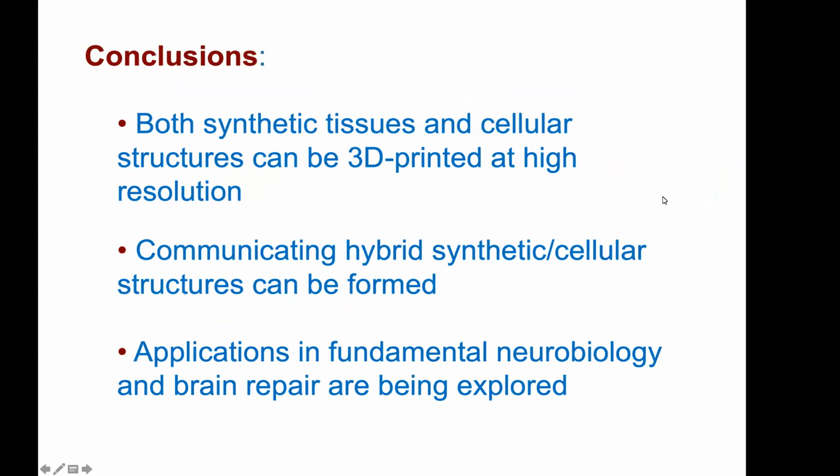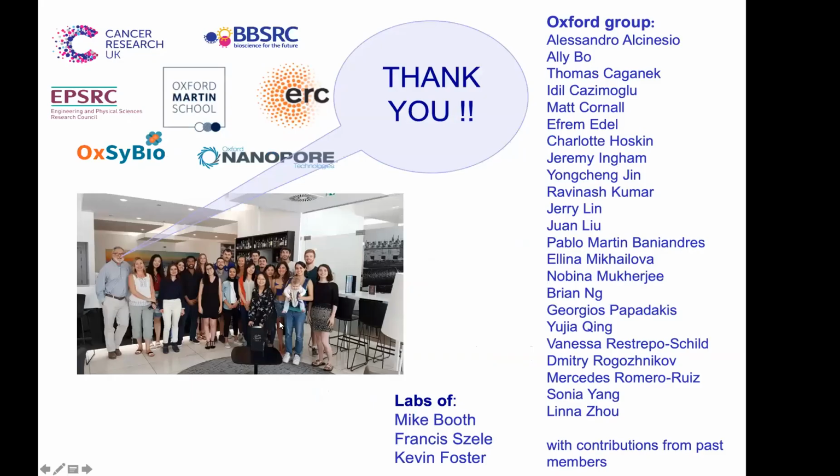So I've tried to tell you that we can make both synthetic tissues and cellular structures by 3D printing at high resolution. We have been getting some way towards getting these hybrid structures and cellular structures to communicate with each other. And one of our main goals at the moment is to apply these materials in neurobiology to release drugs or repair damaged parts of the brain. And so I'll just end by saying thank you.